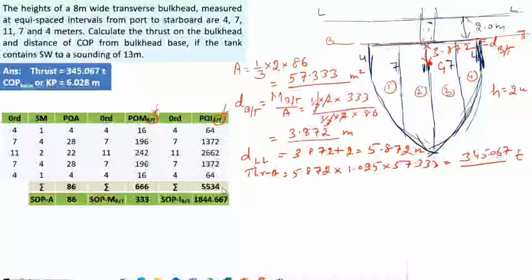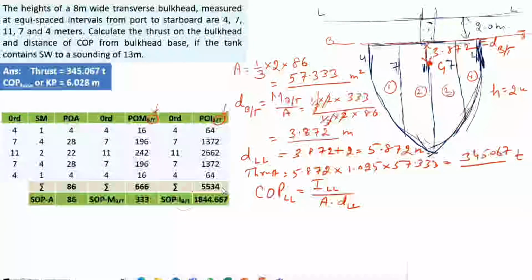Okay. Now we come to an important stage of this discussion. What does my COP formula say? COP-LL, because it will give you from liquid level. It needs ILL upon A into DLL. I have area, I have DLL, no issues. Problem is about ILL. Why? Because my given inertia is about bulkhead top.